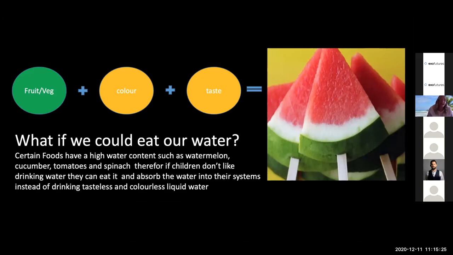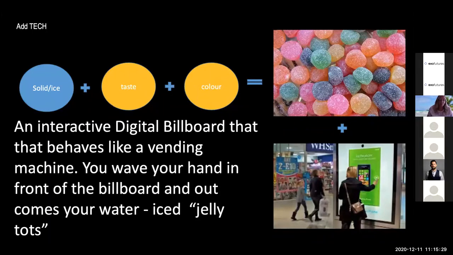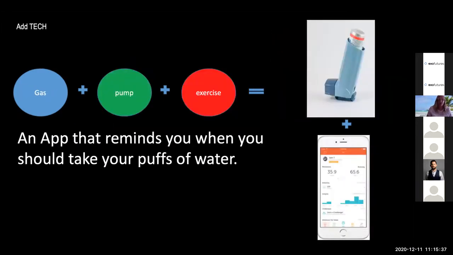And if we add technology back, we can always create a digital billboard, that you put your hand against and then your little packets of jelly tots fall out and you can go and get it. Or in your inhaler, most kids now have access to cell phones. Well, not in this country so much, but a smartphone is becoming a prerequisite, I think, and it will remind you to drink.